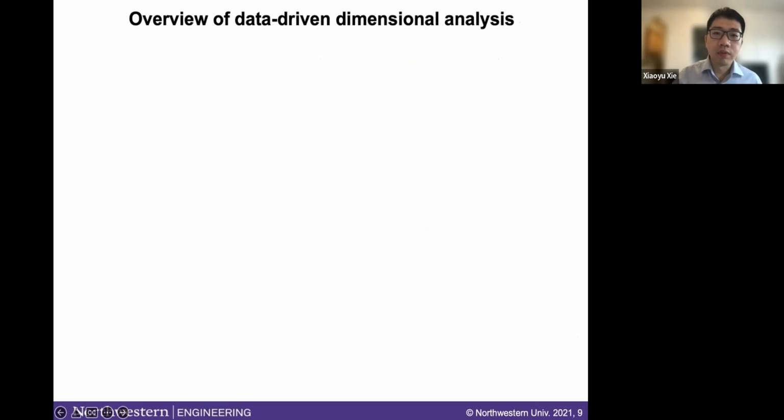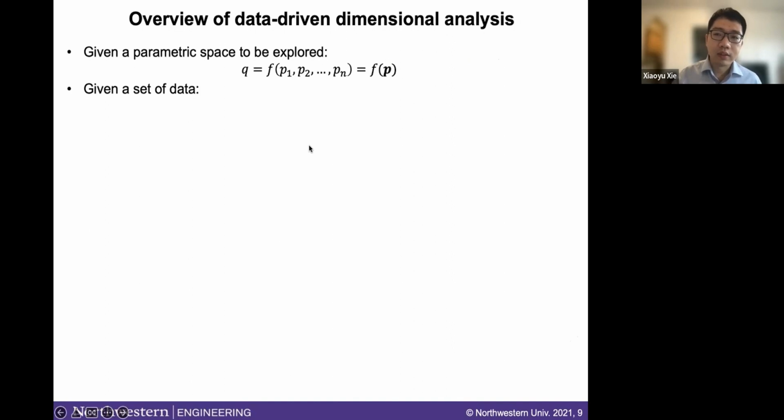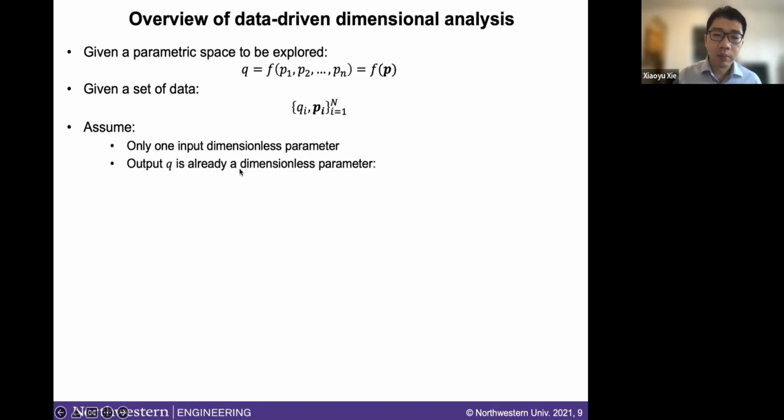Let me give you an overview of this dimensionless learning and data-driven approach. From this parametric space, we have a Q dimension. Q is a dependent variable, and we have an independent variable. We find a set of experimental data. Given this data, to simplify the explanation, I assume there is only one input dimensionless number, and the output Q is already a dimensionless parameter. But you can refer to our paper, section 1 in the supplementary information, where you can find a more comprehensive analysis for the general case. Here, to simplify the explanation, I have these assumptions.